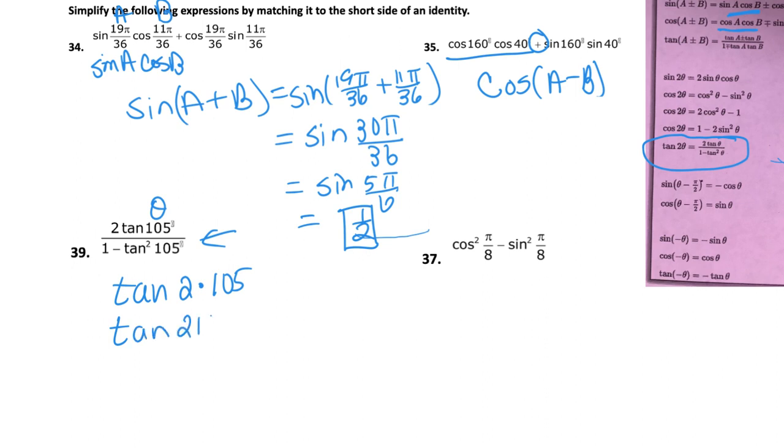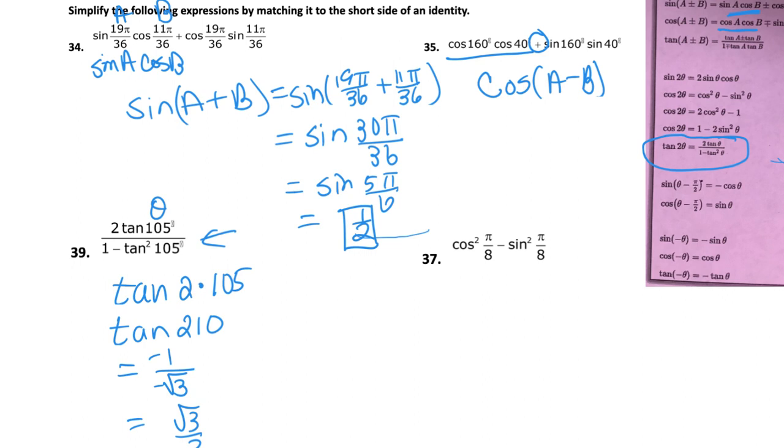210, which is the 30 past the 180. So tan down there, they're both negative, so it's going to be positive. And let's see, that one's going to be 1 over the square root of 3. They're both negative, so it'll be positive, which will give me the square root of 3 over 3.